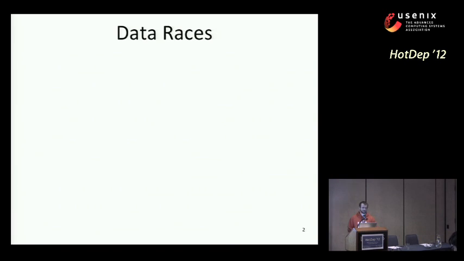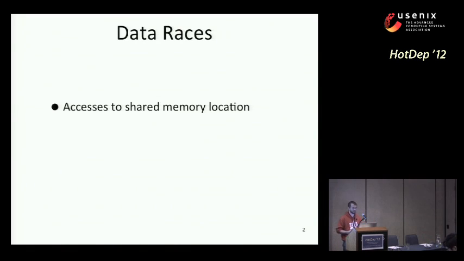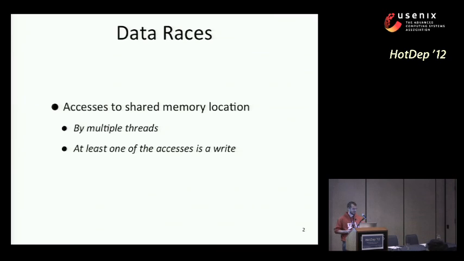What I mean by a data race is a situation that occurs in multi-threaded programs in which there are accesses to a shared memory location by multiple threads, where at least one of these accesses is a write, and the accesses can happen simultaneously. In other words, they're not protected by synchronization operations.